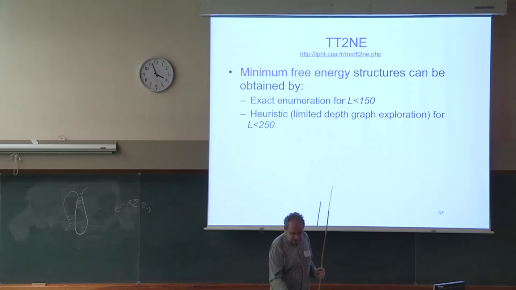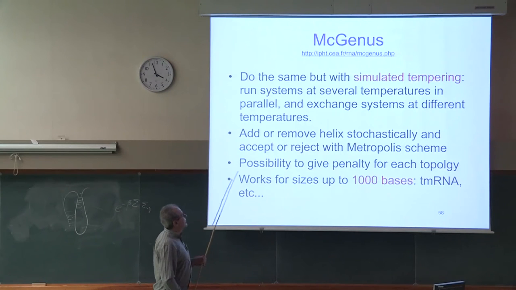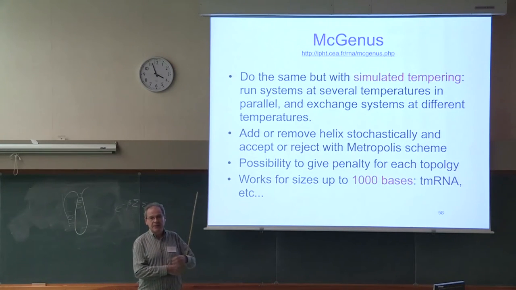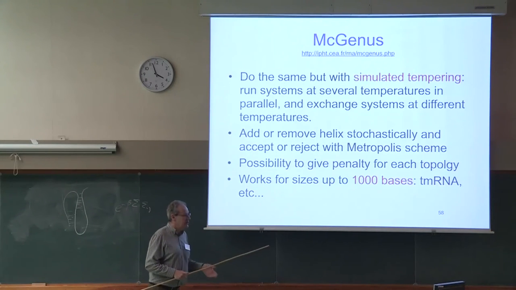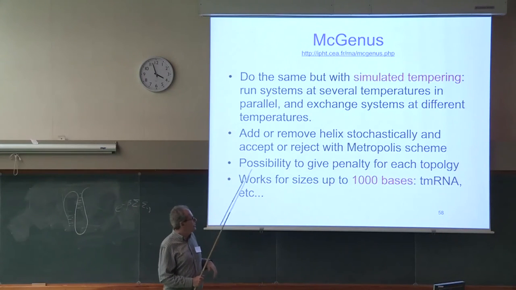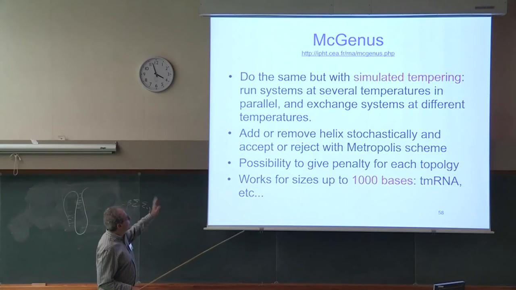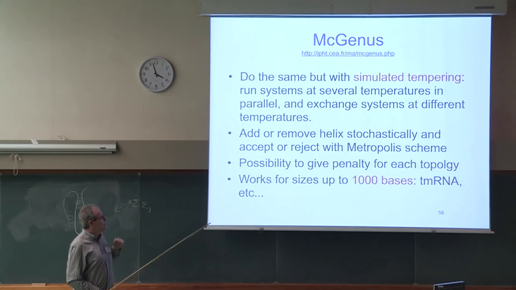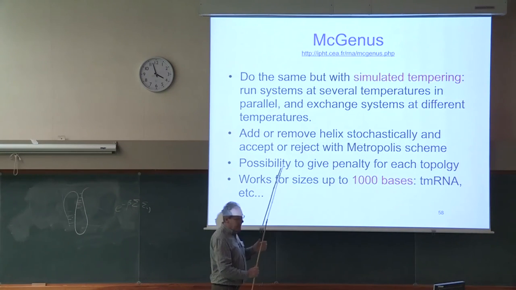If you go to sizes above 250, you can do exactly the same, but by Monte Carlo. So you have this library of fragments that you can add or remove, and by doing that, you have a delta E, a variation of energy, and a variation of genus, and then you accept or reject stochastically with a Metropolis kind of scheme. You can do that in simulated tempering at different temperatures, or exchange the temperature, and then it works up to sizes of 1,000.